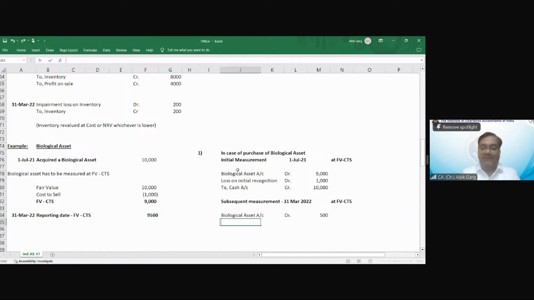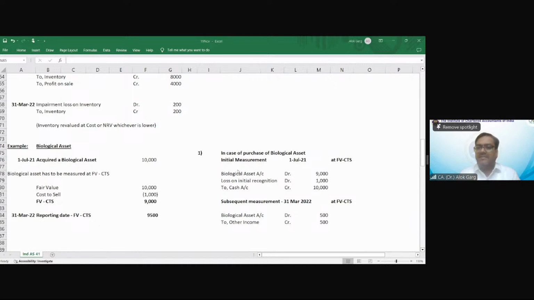What credit do I have to make? To cash? No, to gain on revaluation. Or instead of using the word revaluation, which may confuse you, gain on subsequent measurement. Credit. Perfect. So this initial and subsequent gain or loss will go to your P&L. So the gain on subsequent measurement will go to other income. Let's write it as other income.